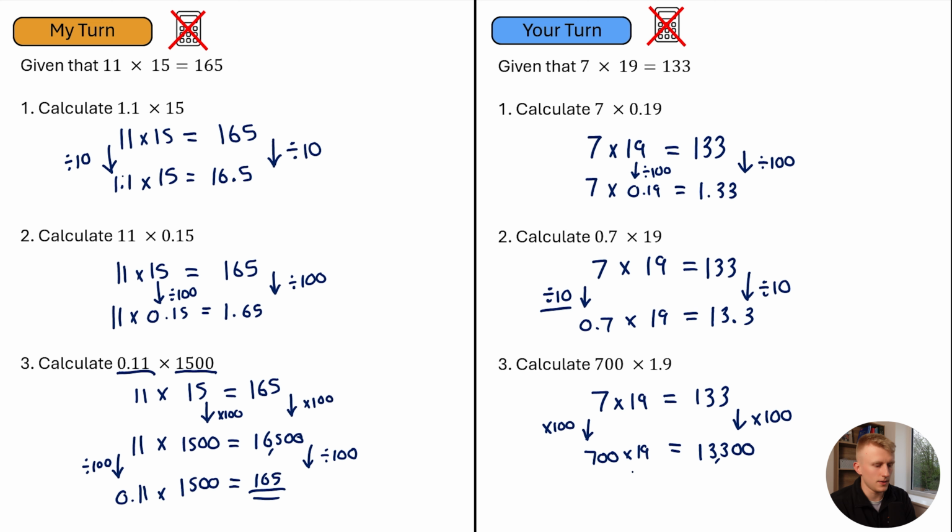Now let's look at the 19. So the 19 is divided by 10 to take us to 1.9. So I'm going to divide my answer by 10. I'll knock a 0 off the end: 1,330.